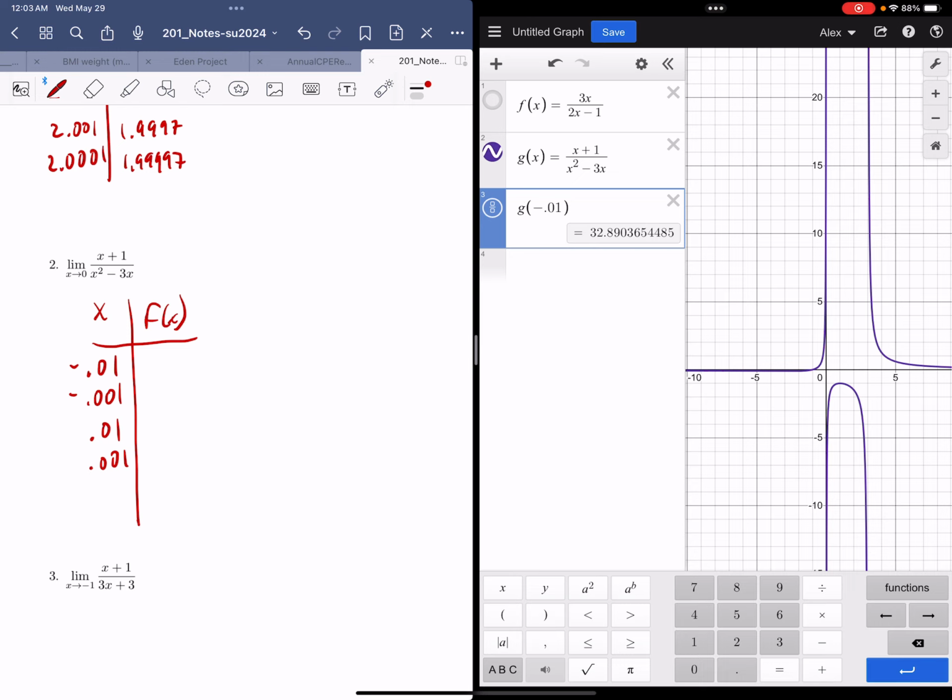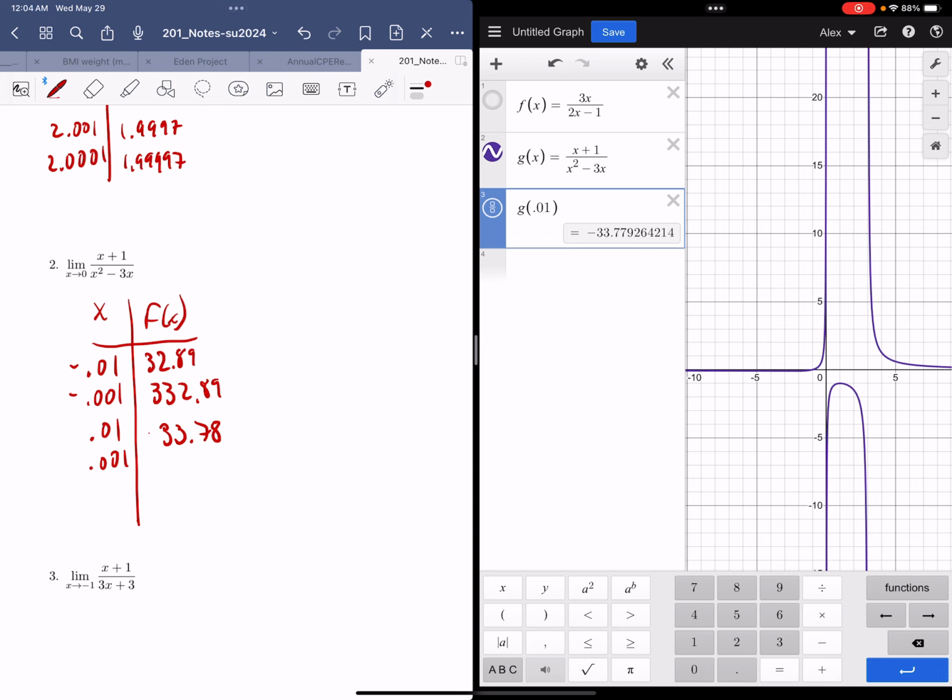Oh, well, that's interesting. Okay. Looks like we can get 32 and change. Okay. What if we did that? Oh, that's interesting. Meanwhile, what if we got rid of the negative sign? Well, that's interesting. We have negative 33.78.